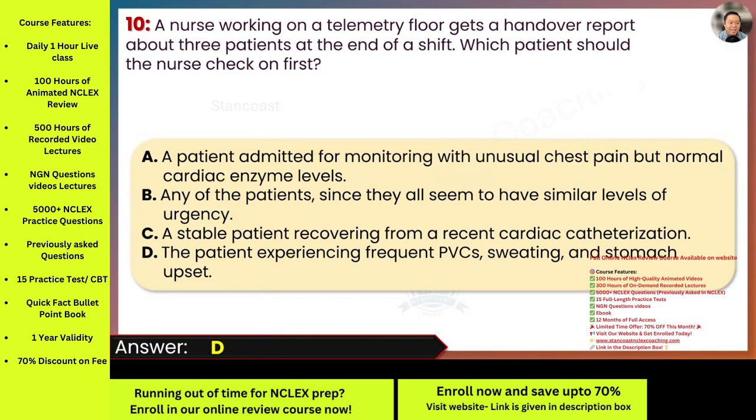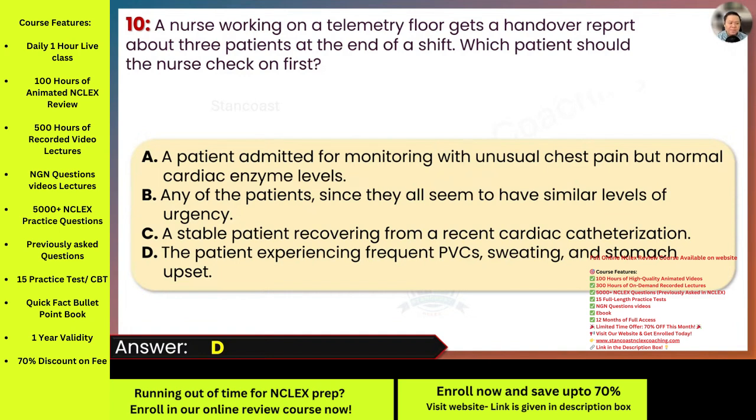What about letter B? Any of the patients, since they all seem to have similar levels of urgency. This is incorrect because not all patients in the options have the same level of urgency. The client we have in letter D, with those manifestations, has a higher risk than the other patients. And so you have to prioritize this patient.